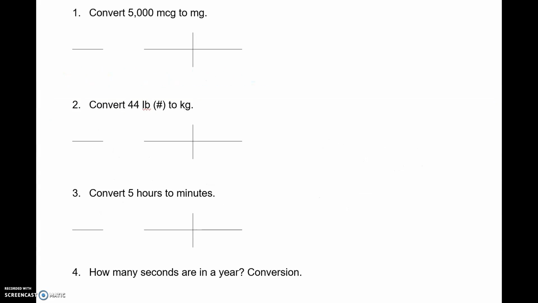Okay, I just scrolled up on my paper a little bit. We want to convert 5,000 micrograms to milligrams. Again, we're looking for milligrams. Whoops, start with the milligrams. We know that there is 1 milligram in 1,000 micrograms. And we know that we have 5,000 micrograms. We're going to cancel these out, and it's going to leave us with milligrams, and that's exactly what we're looking for.